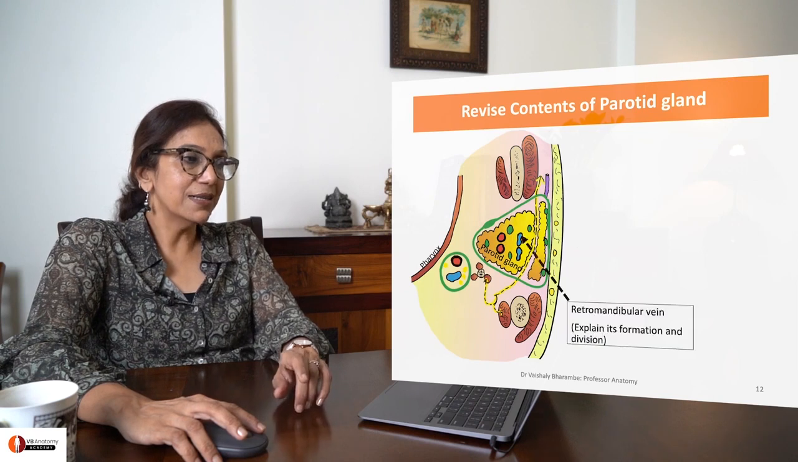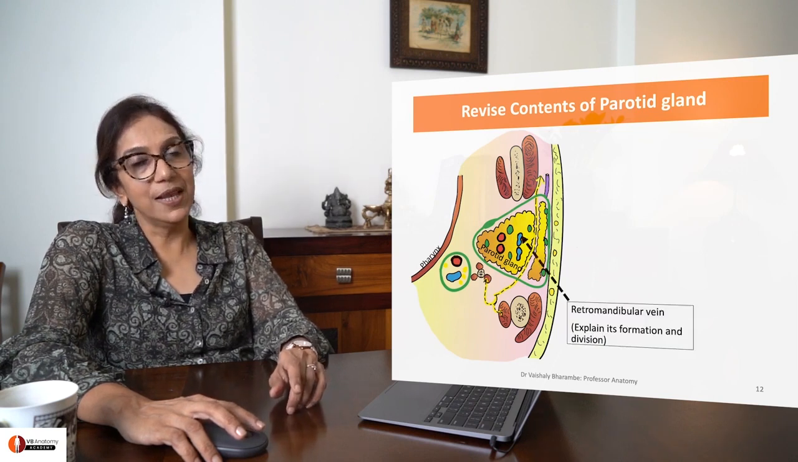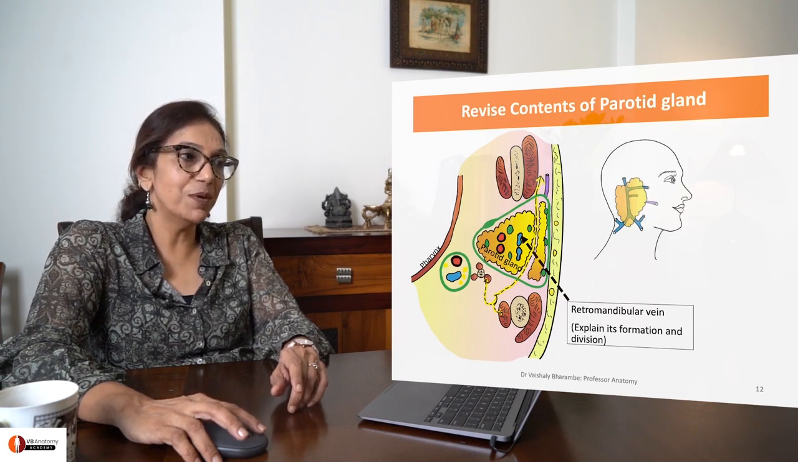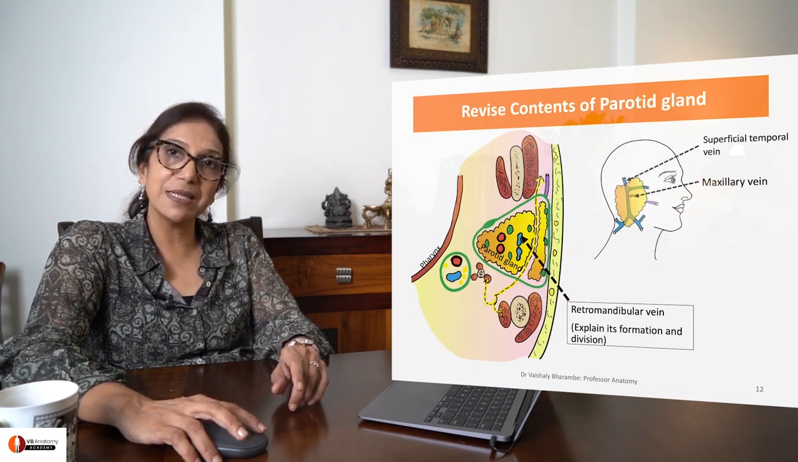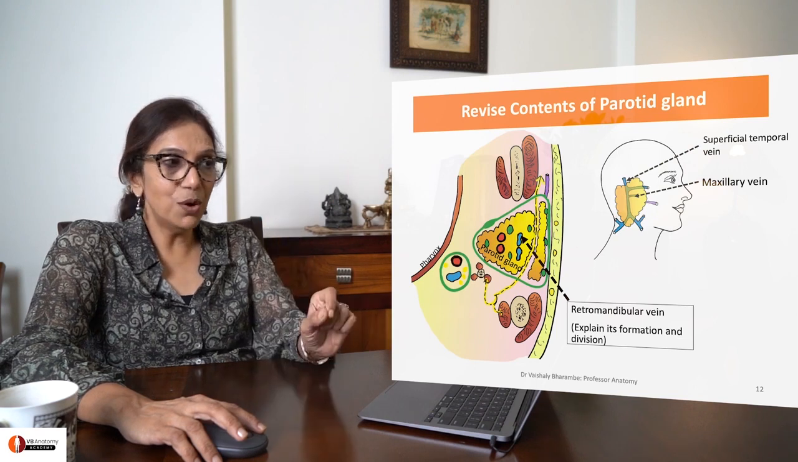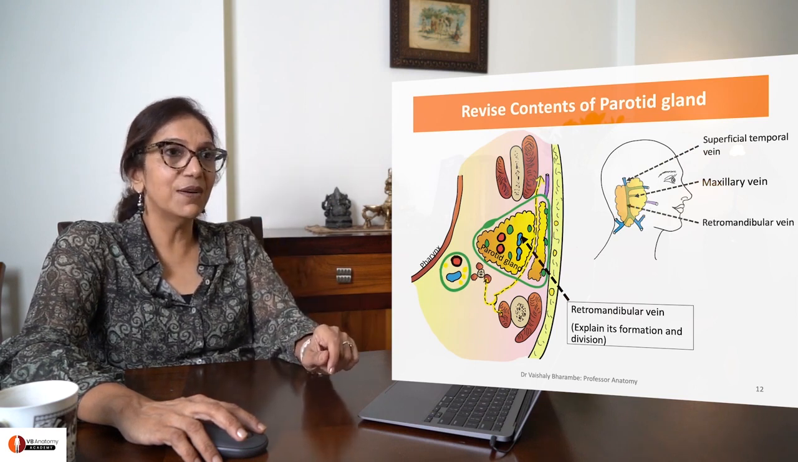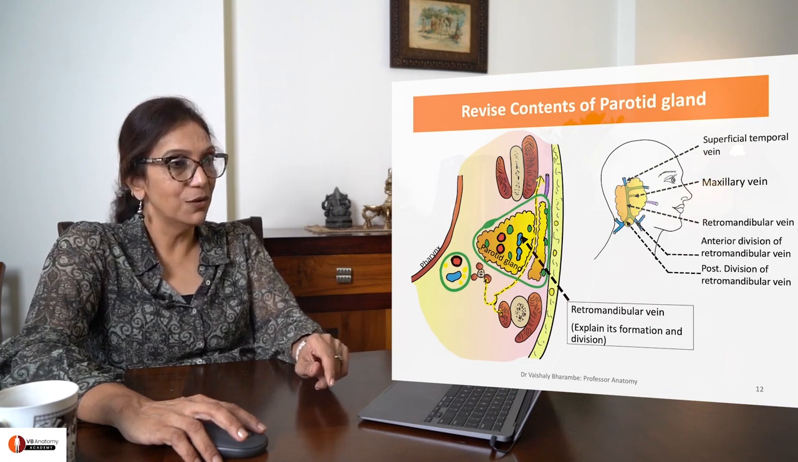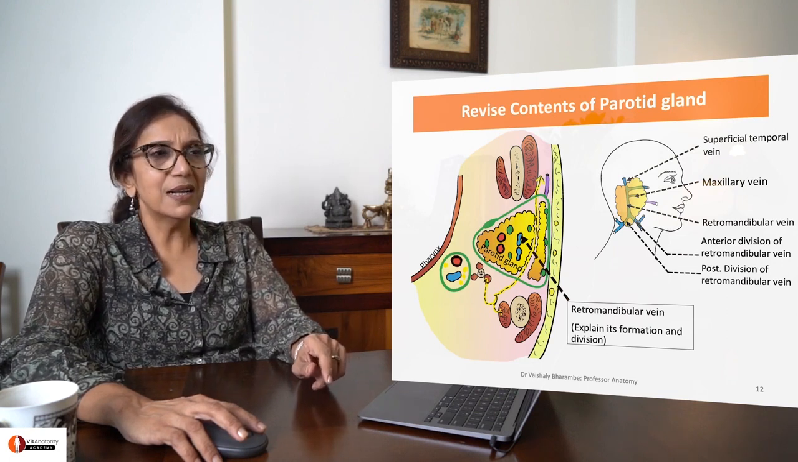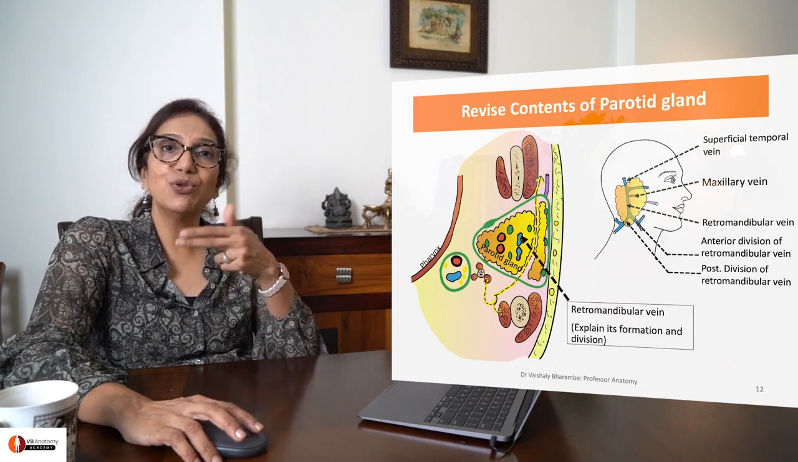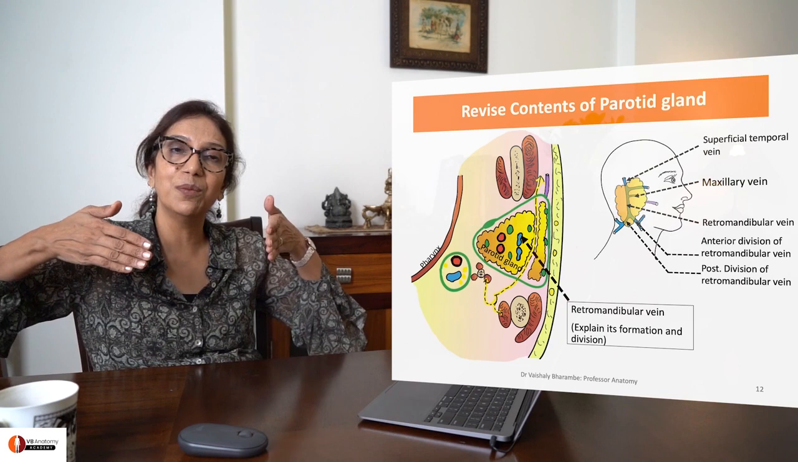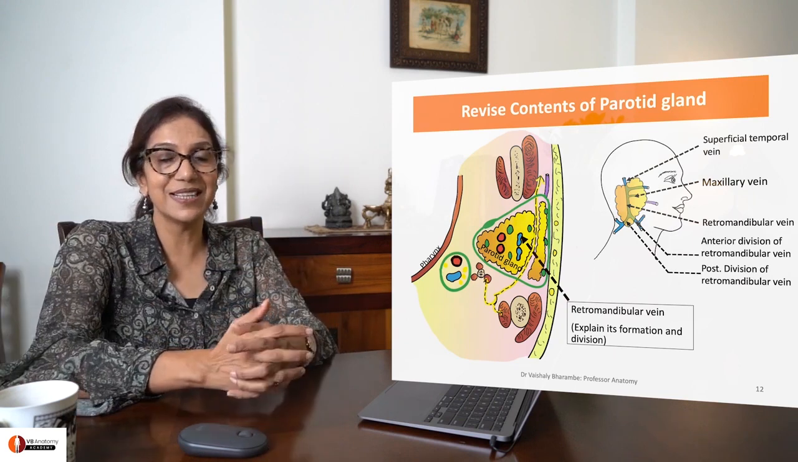The next content is the retromandibular vein. Okay? So this is the vein that is formed by union of superficial temporal vein with the maxillary vein. It gets formed in the parotid gland and finally divides into an anterior and a posterior division of retromandibular vein. Okay? Just understand that very few veins actually divide in the body. This is one of the few that does. Normally, veins unite to form larger veins, isn't it?